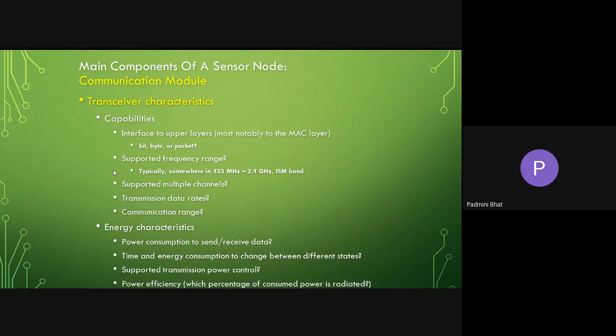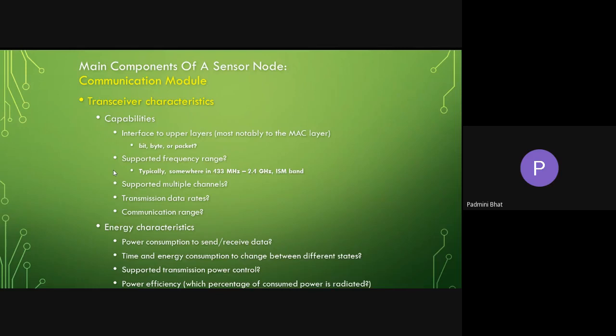Okay, next, energy characteristics, power consumption. What is the power consumption, how much should it be? That we need to see. But whatever it is, the node has to bear the power consumption.